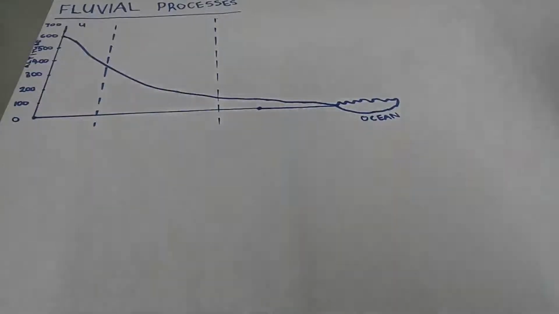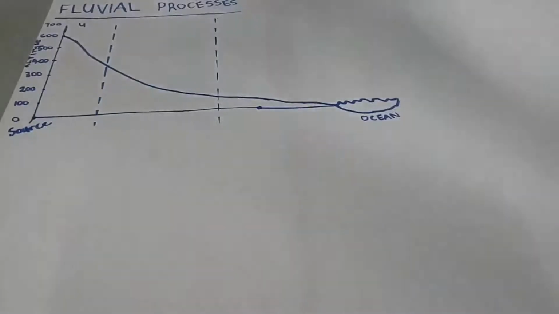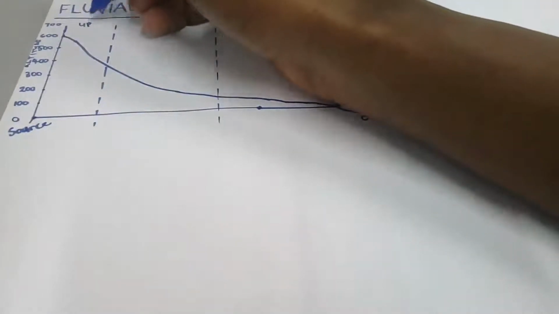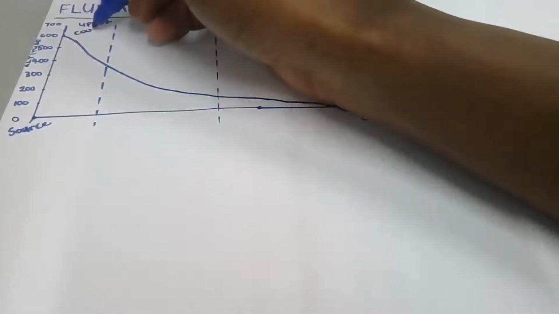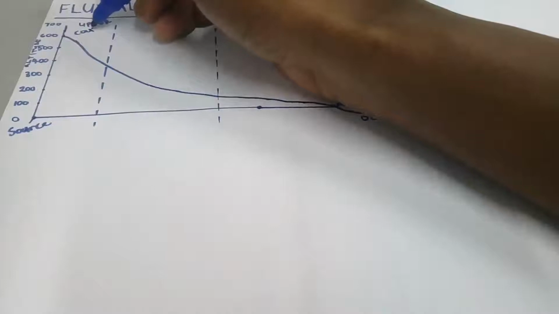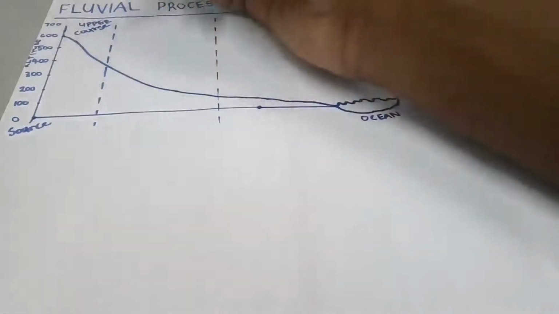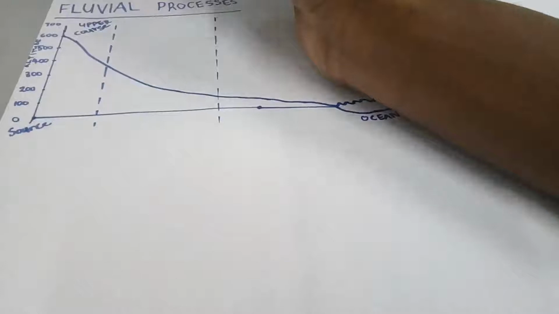Here you can find the source, at the very first. This is the upper course, meaning that the source we find on the upper course. The upper course is the very first course of a river.